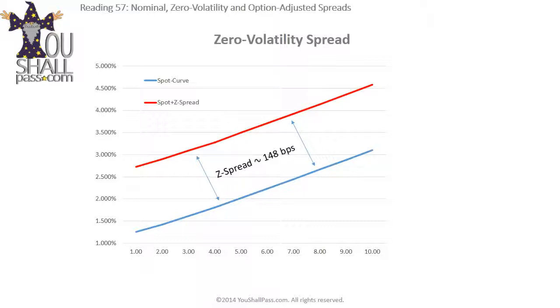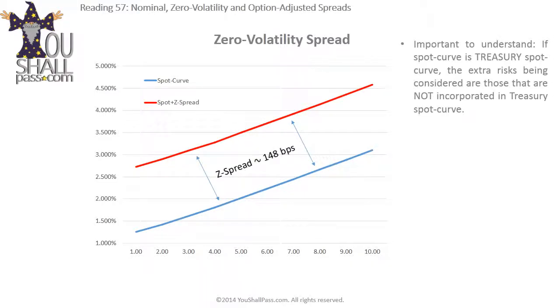It's important to understand here what these extra risks are. The Z-spread measures the extra yield in exchange for all those risks that are not contained in the spot curve. And as typically is the case, if the spot curve is composed of treasury spot rates, then the Z-spread is measuring the cumulative compensation over and above the treasury spot rate curve for all the additional risks the bond investor is taking on by investing in the corporate bond rather than a treasury bond of equal maturity.